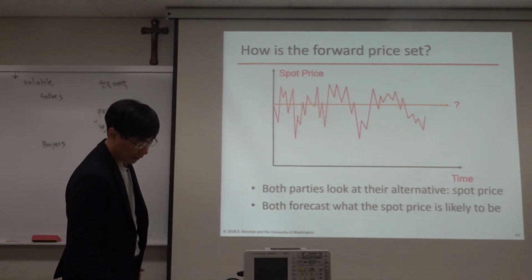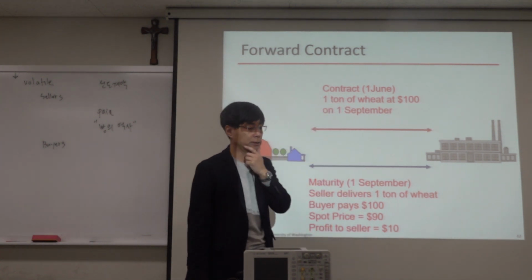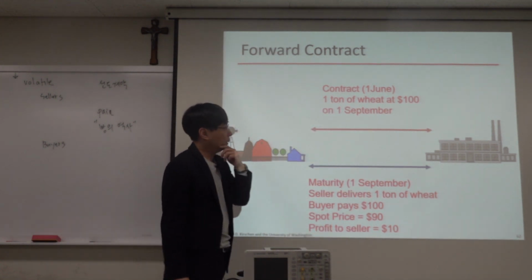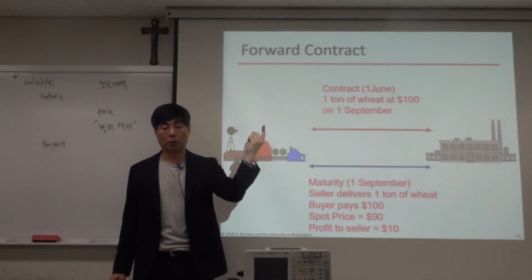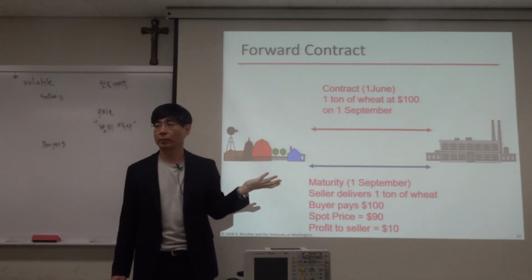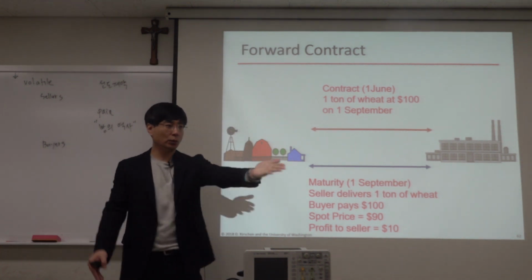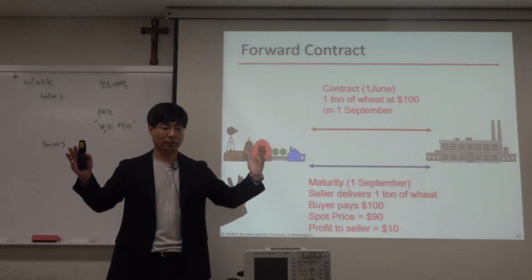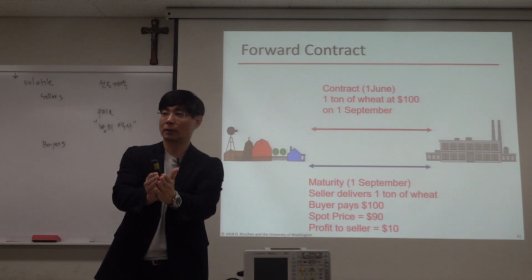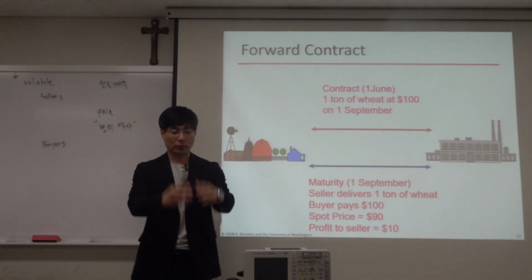So then the question is, here I assume that this forward price is $100, and actually the seller and the buyer need to agree on the forward price. How can they do that? You want to sell wheat, you want to buy wheat, you want to make a forward contract, but then you need to agree on the price. How can you agree on the price, forward price? How?